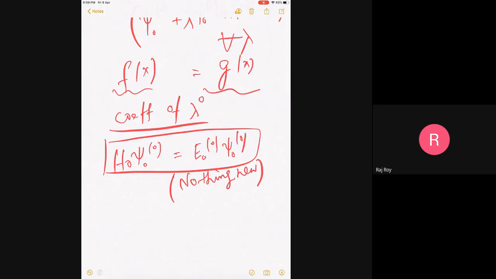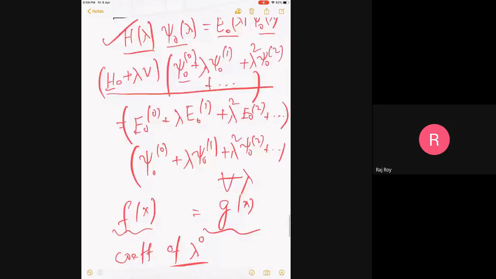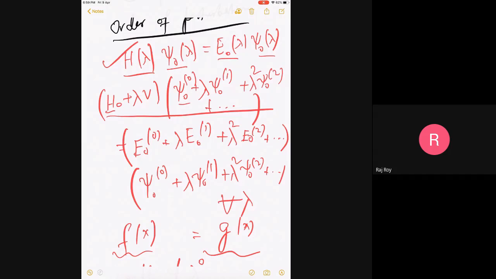So now, to learn something, I have to go to the next power. So I will equate the coefficient of lambda to the power 1. And this I will call the first order equation. It is very clear why I'm calling it the first order equation. I'm going to equate the coefficients of the first power of lambda, both left and right hand side. So let's look at it manually. H naught lambda psi 0 1. Only the coefficients will be equated.